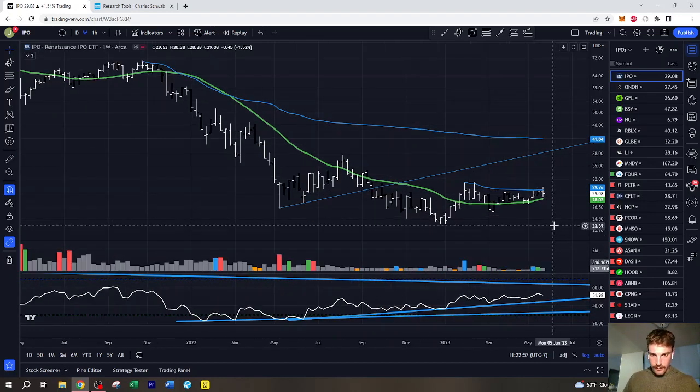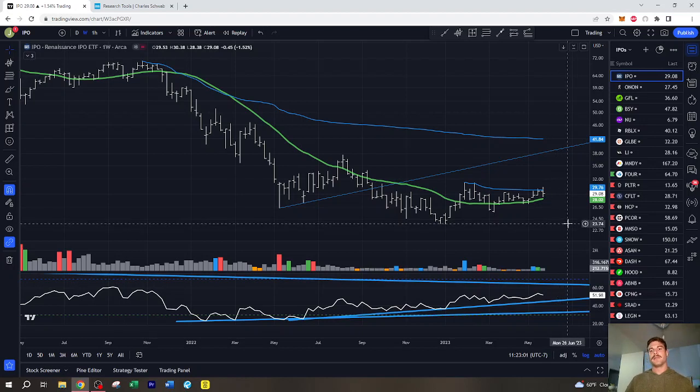What I use this ETF for is just to see the trend of the general market. This is the wind behind the IPO market, and if the ticker IPO is going up, then most of your IPO stocks are going to be going up as well.